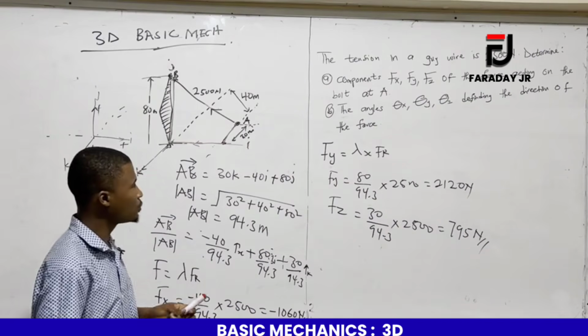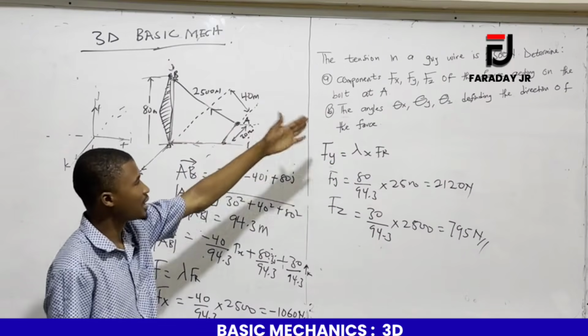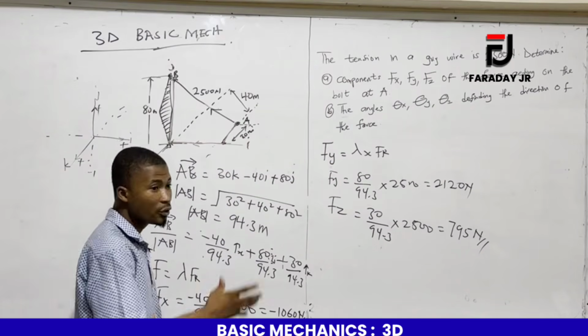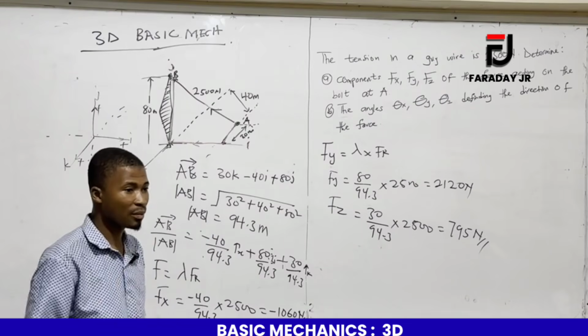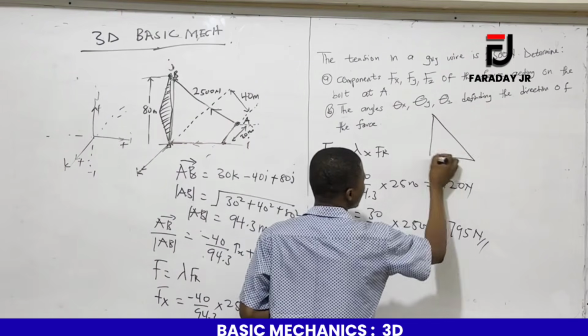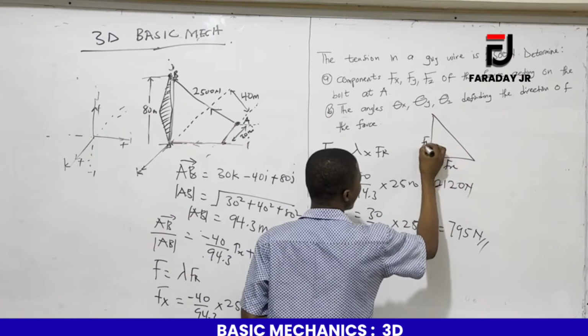Now the next thing that we'll do is to find the angles: theta x, theta y, and theta z. We know that the unit vector is the same as the vector divided by its magnitude. So let's assume we have a particular plane like this, where we have Fx here, Fy, and then the resultant.